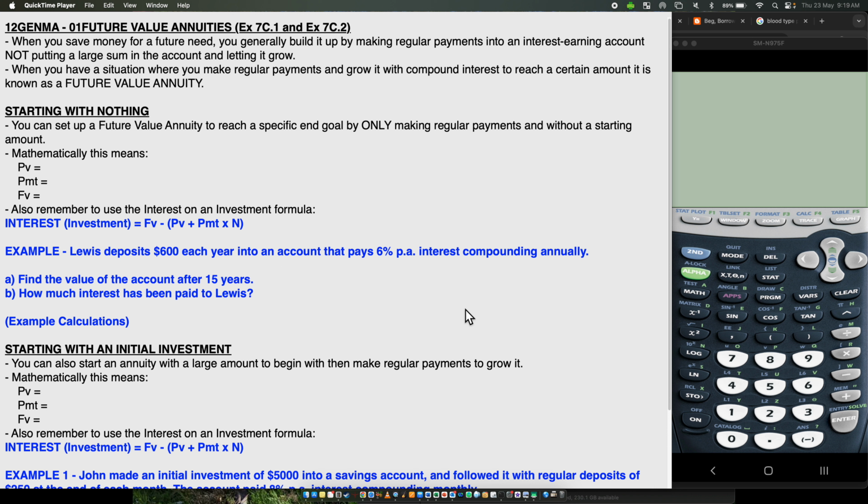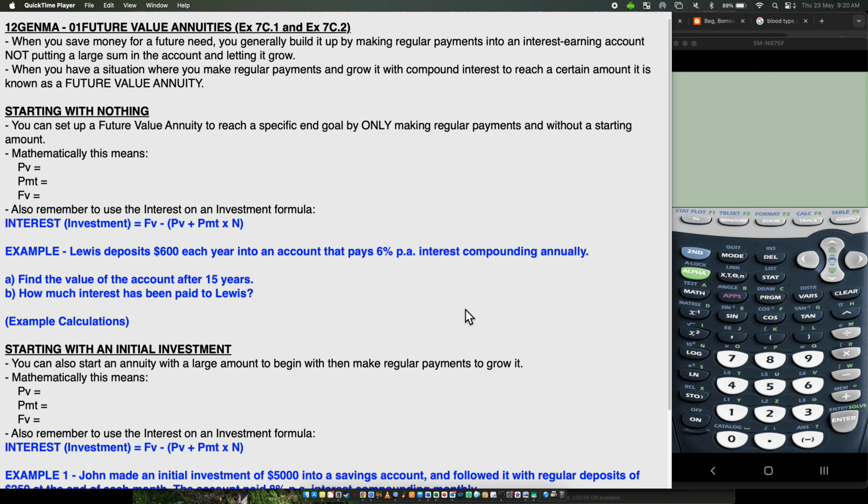Last lesson was about showing you how to use TVM Solver. No word of a lie, TVM Solver is this topic. If you get good with it, you'll be fine. If you don't bother, well, you couldn't be bothered getting a good grade. So what we're covering today is exercise 7C1, 7C2, which is something called a future value annuity.